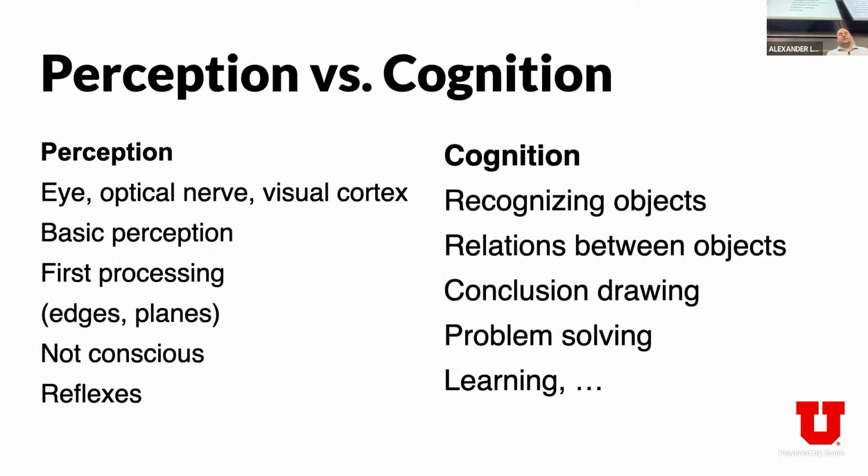And so perception really deals with the eye, the optic nerve, the visual cortex, basic perceptions, also some first processing. For example, we have natural edge and plane detectors. It's not usually a conscious process, and it is also reflexive. Cognition, on the other hand, is recognizing objects, like this is a chair, this is a water bottle, and relations between objects, like this water bottle rests on this table. I'm making inferences about a physical model here. Conclusion drawing, problem solving, learning, or anything else.